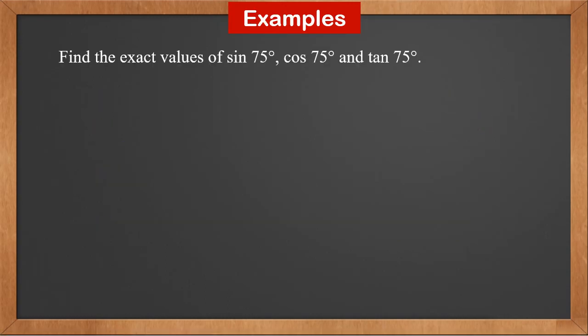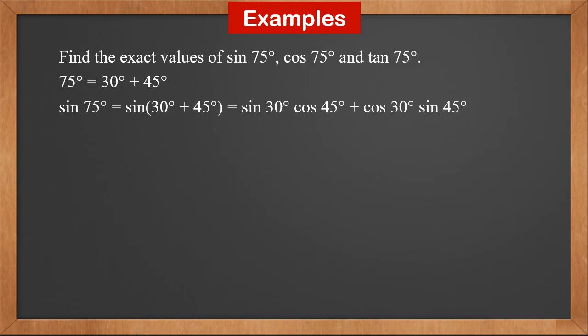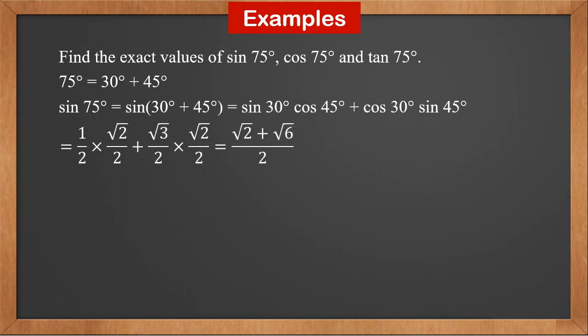Find the exact values of sine 75, cosine 75, and tangent 75 degrees. 75 is 30 plus 45. So sine 75 degrees is sine of 30 plus 45 degrees. Using the formula, it becomes sine 30 degrees cosine 45 degrees plus cosine 30 degrees sine 45 degrees. This is half times root 2 over 2, plus root 3 over 2 times root 2 over 2. The result is root 2 plus root 6 over 4.